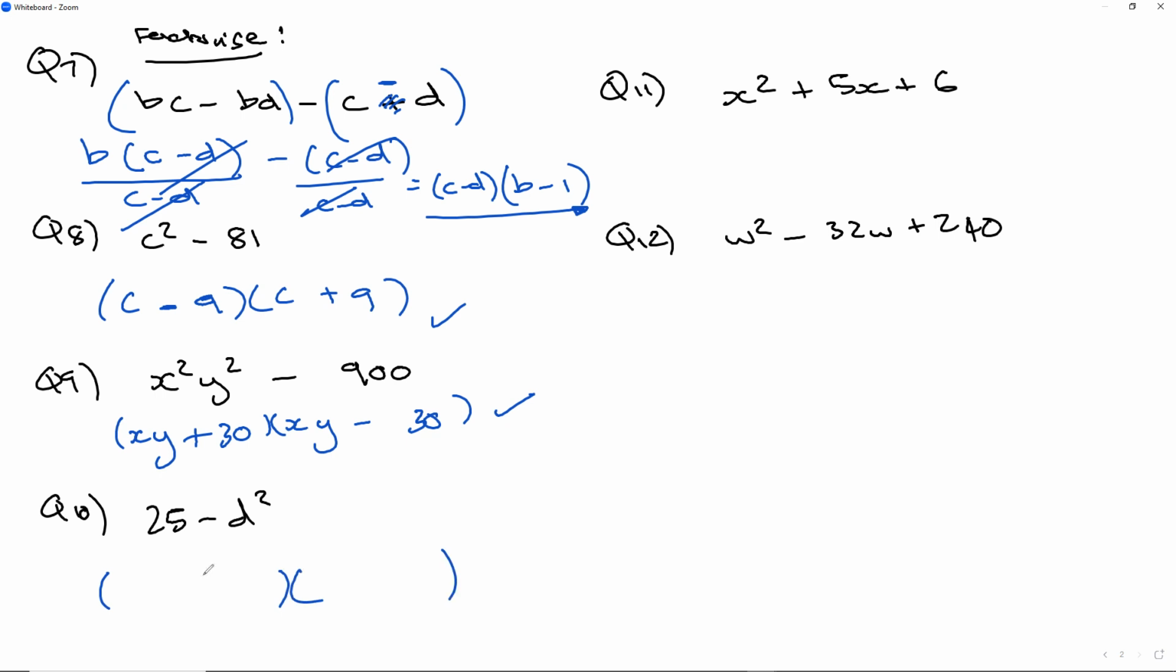The next one is also difference of squares. We square root 25, that becomes 5 and 5. We square root d squared, it becomes d and d. Then we put plus and minus, and we're done. All right, and those are all difference of squares. Question 8, question 9, and question 10 take us on to a bit of trinomial factorization.